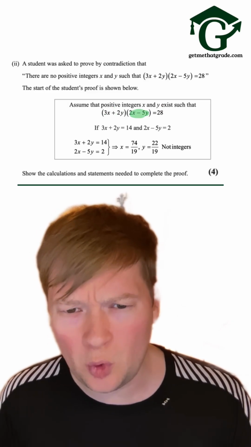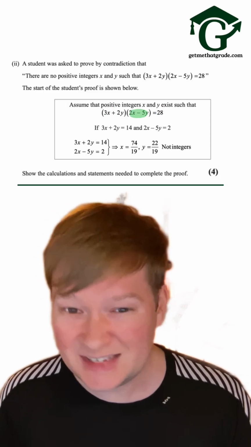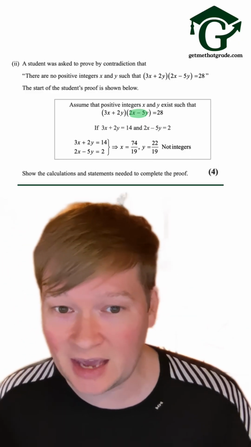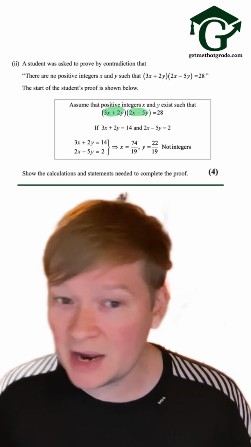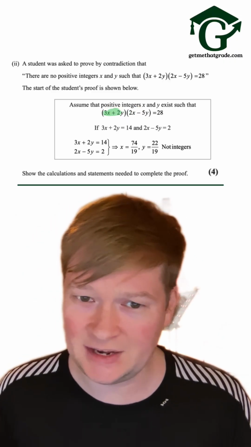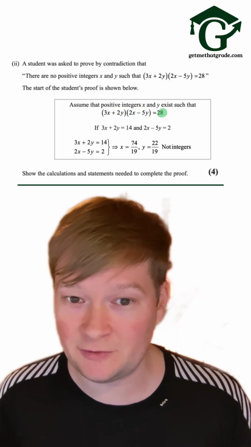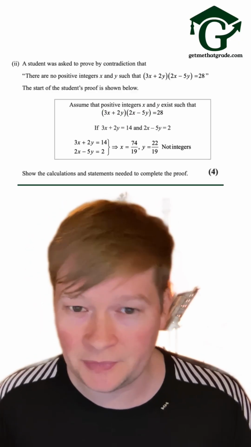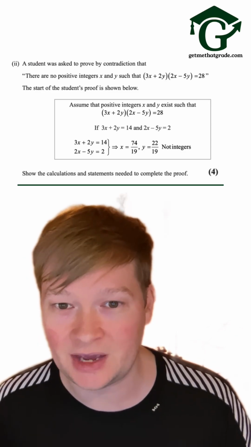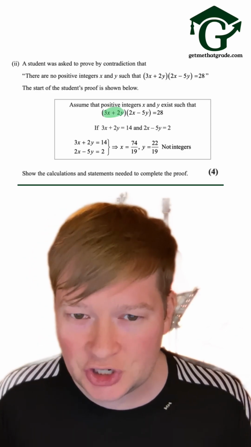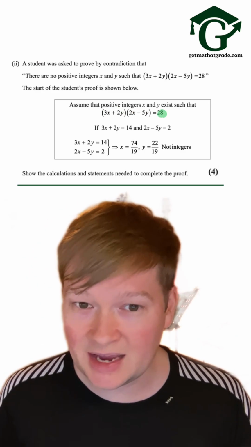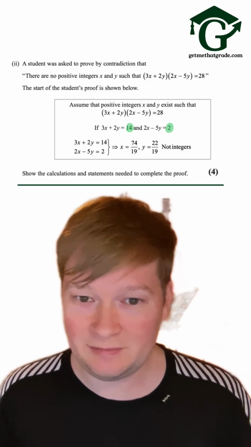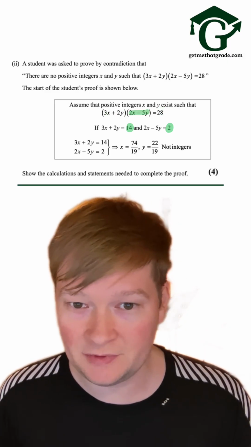Positive multiplied by what gives us positive? Well, this has got to be positive. That's really useful because it means we don't have to consider the cases where this and this might both be negative, right? Negative times negative could give us positive. But because we know this is positive, we know that this too must also be positive. So we don't need to consider any of those negative cases. Okay, so we've got integer times integer, giving us 28. What are the possibilities? Well, they've given us one here, 14 and 2. This could be 14, this could be 2.